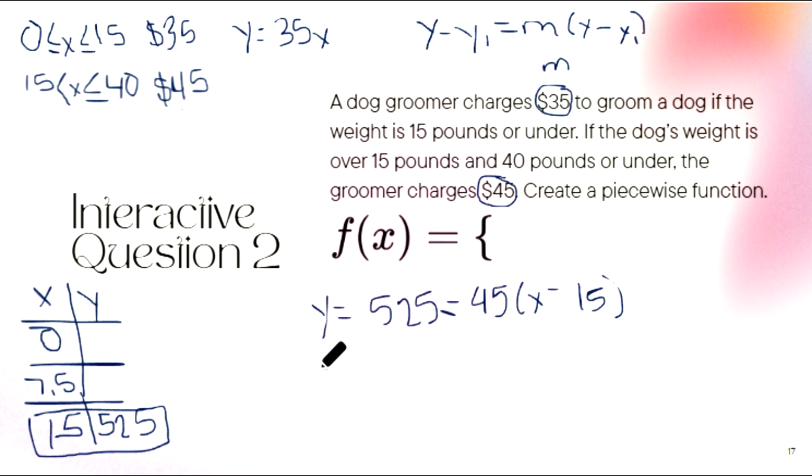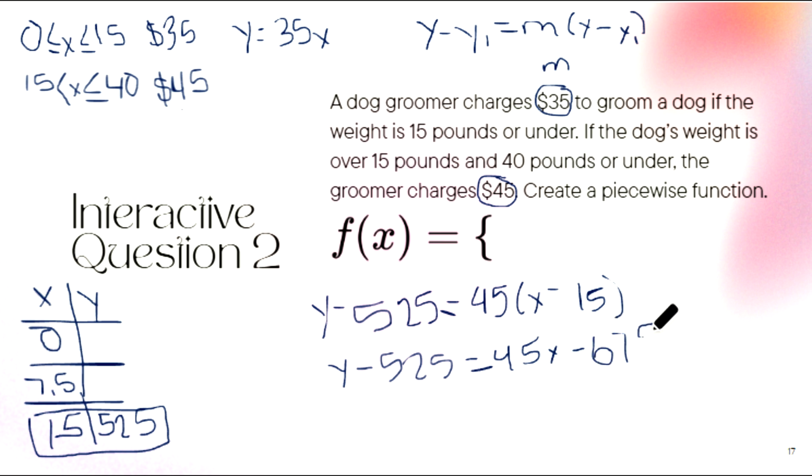Sorry, this is just minus, that is not equals. I do that quite often. Okay, so y minus 525 is just going to drop down. We need to distribute this 45 out, so we end up with 45x minus, and then we need to figure out what 45 times 15 is. Calculator time. 675. Okay. We need to get rid of this 525, so we're going to add it to both sides.